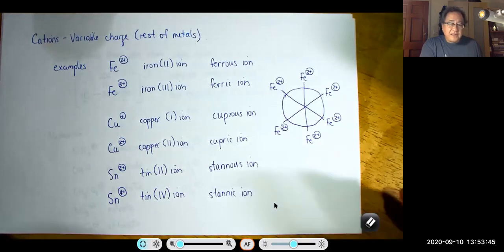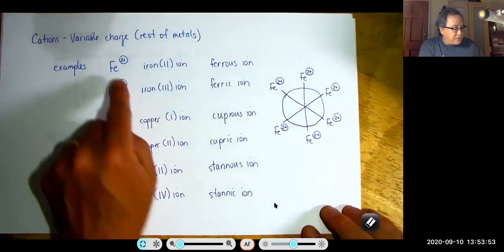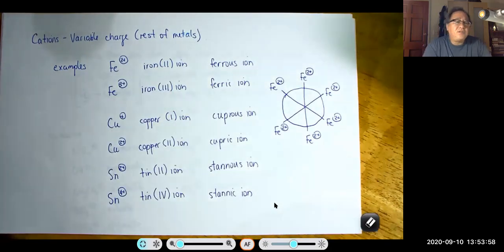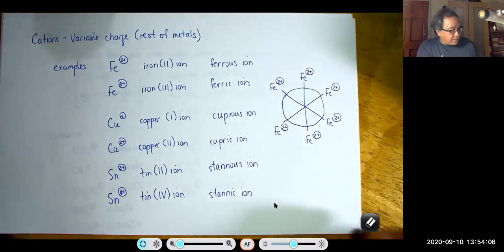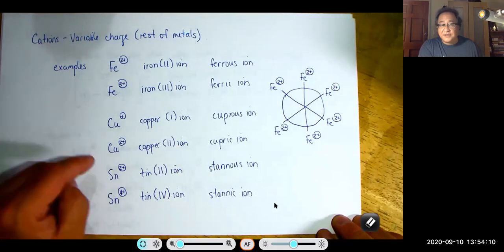Now, it does help you to remember some of these common names. So Fe2+ is ferrous and Fe3+ is ferric. And you'll always find that the ferric, or the -ic, has a larger positive charge than the -ous. But it's not always 2 and 3. If you look at copper 1 and copper 2, it's cuprous and cupric. So 1 and 2 is the difference there.